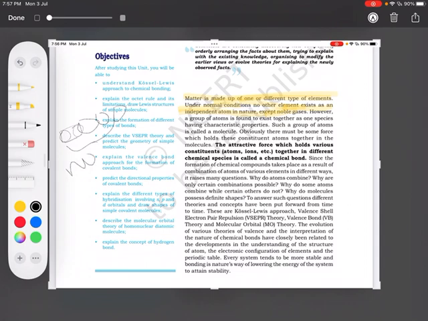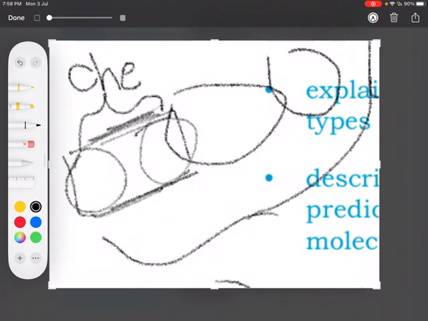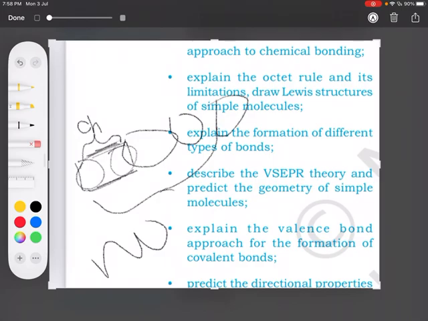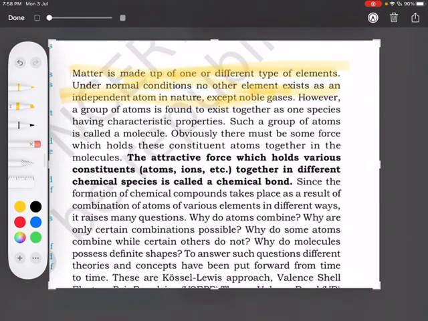Obviously, there must be some force which is holding them. As I showed in this diagram, what was holding these two? It is not a line, it's a chemical bonding. I forgot to say, kindly take your NCERT book so you can refer. Of course, it's a chemical bonding, holding them together as one species.